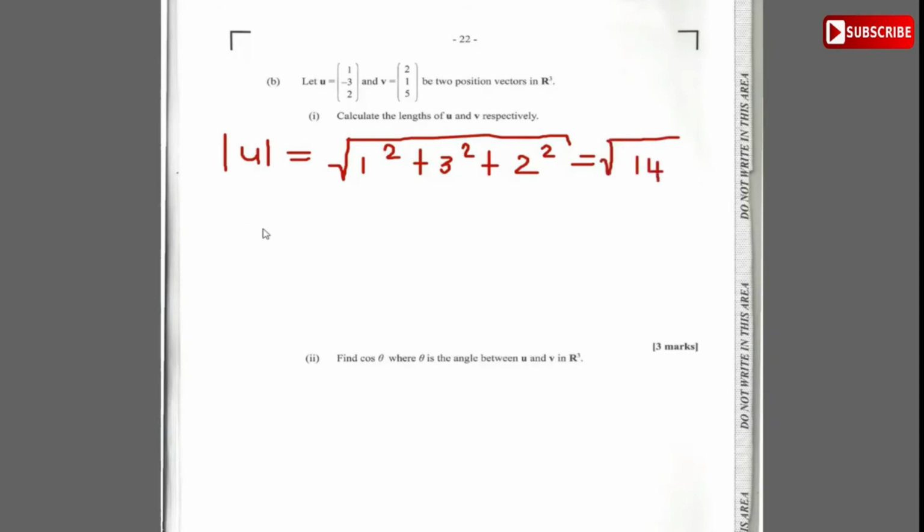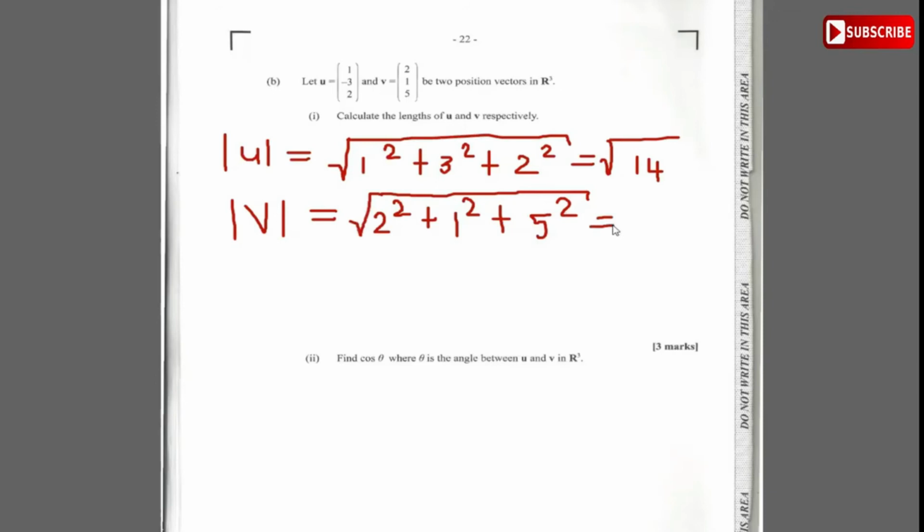Now the length of v is going to be equal to the square root of 2 squared plus 1 squared plus 5 squared. That's the square root of 30. Nice. Can leave it right there.